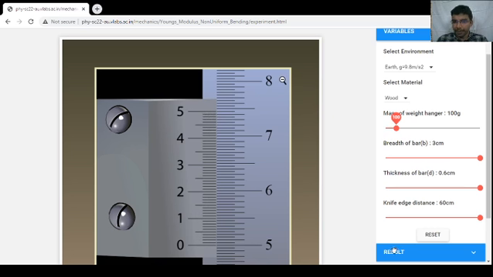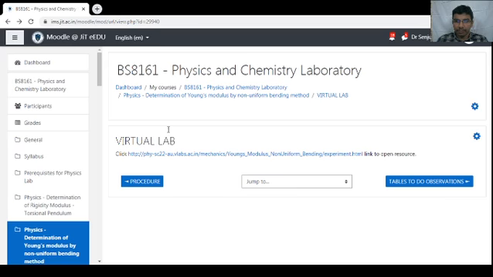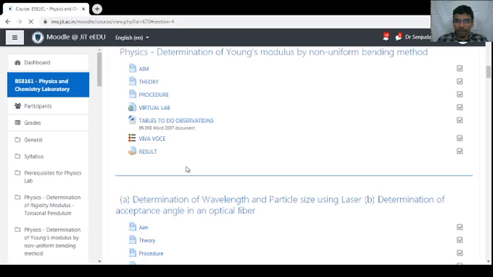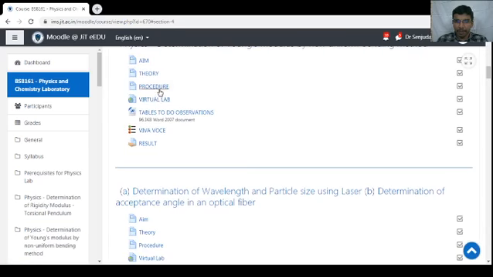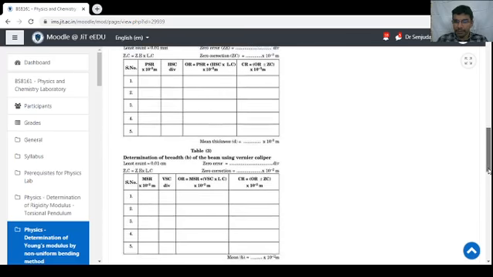Okay, so after the measurement, if you are calculating the value, you will get the Young's modulus value equivalent to 1.1 into 10 power 10. See, I will show you the formula. So this is your formula.